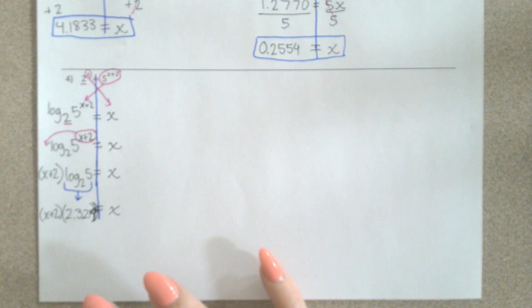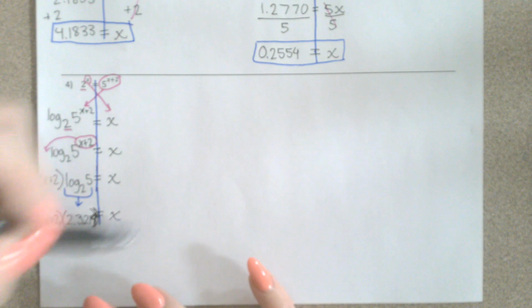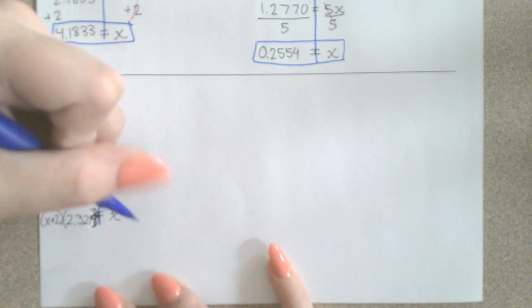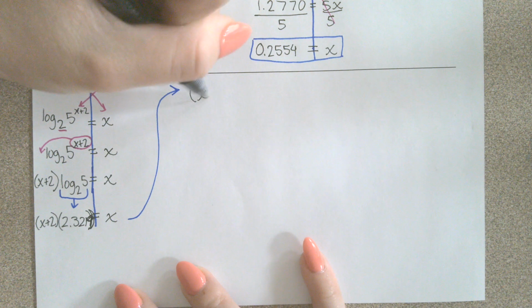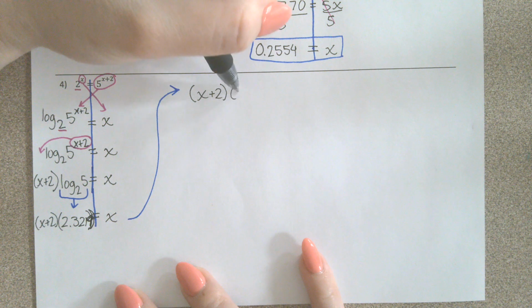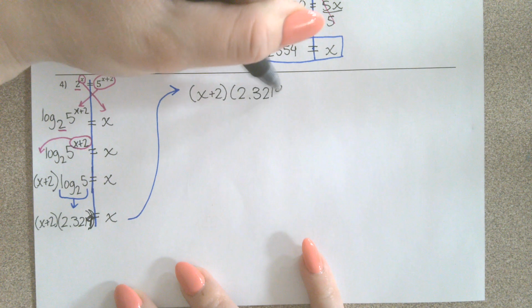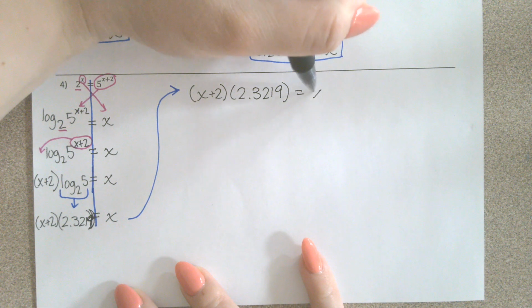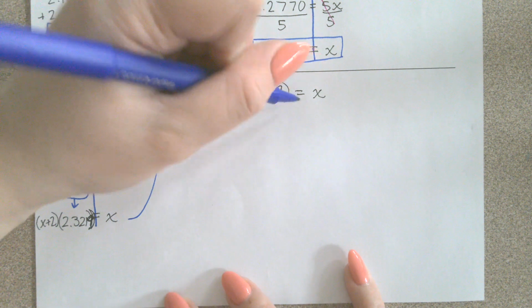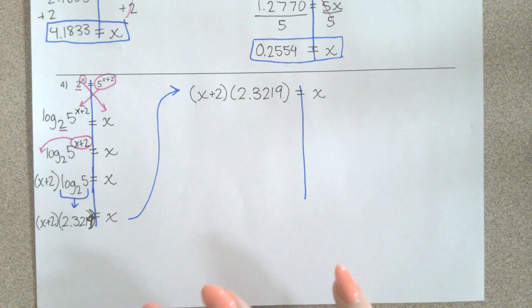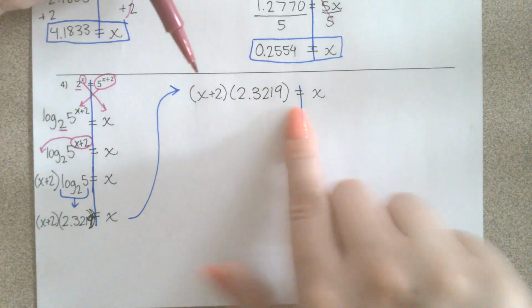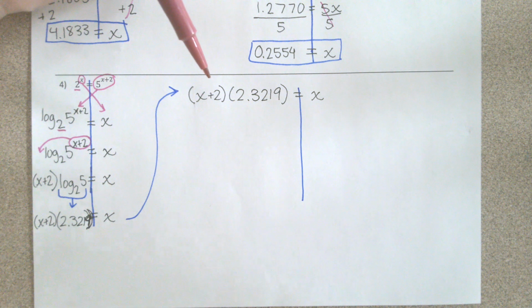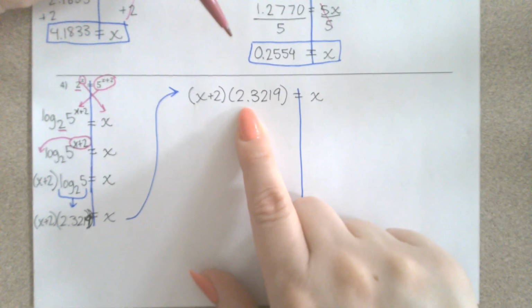Okay. Now for our next part, because I'm running out of space, I will go ahead and move this up and over. I was going to have to do that anyway. So we have x plus 2 times 2.3219 equals x. That looks better. Okay. From here, this is just algebra. I know we've got this ugly decimal, but put that out of your mind for a moment. Just treat this like any other number.